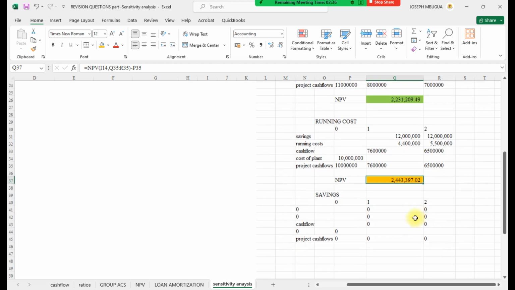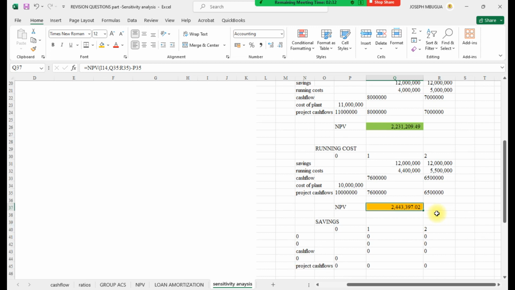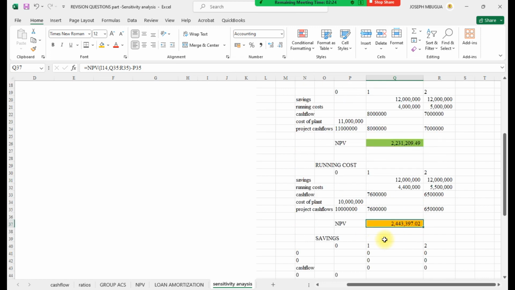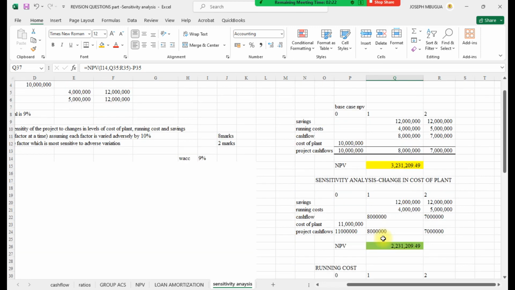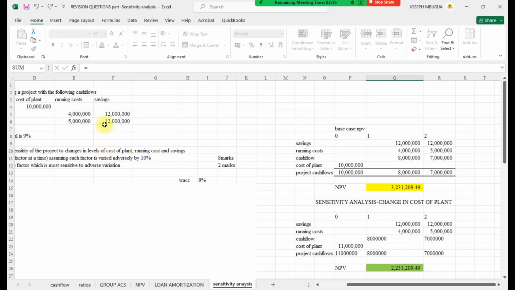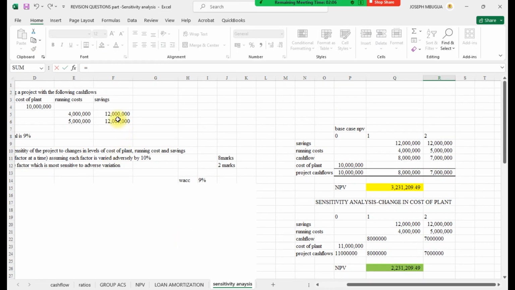And the other one now for savings, for those who were not able to complete, you will complete the same procedure. The only thing now under savings, you will only vary the savings. The other values will not change. And remember now the savings are varying adversely, meaning that savings for year 1 we had 12, and you will now multiply by 90, because savings will reduce. You will vary it again by 90%.